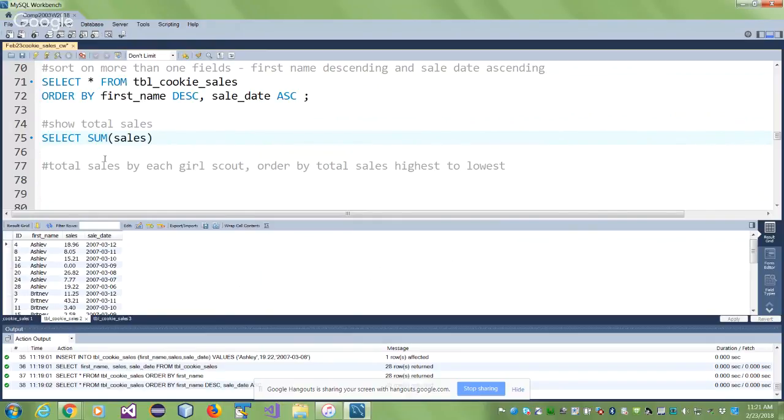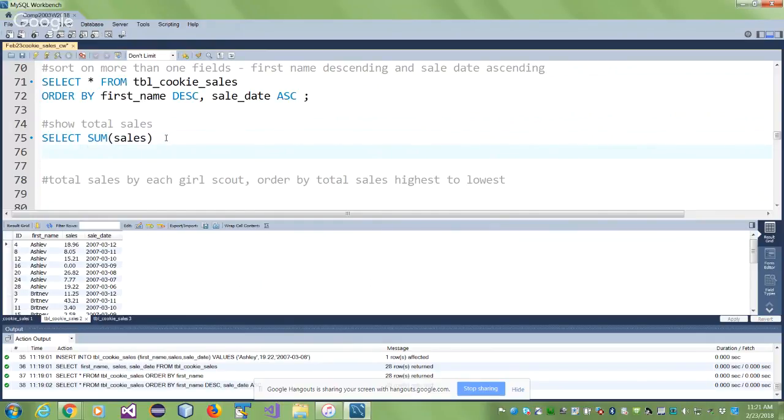The function name is sum. And notice how it has a parameter list in round brackets. It's called a parameter list. There could be more than one. I only have one argument, and that argument is the name of the field which I want to sum. So I want to sum up this field. Now I want to show you something and then we will change it. From which table? From your table called cookie sales.